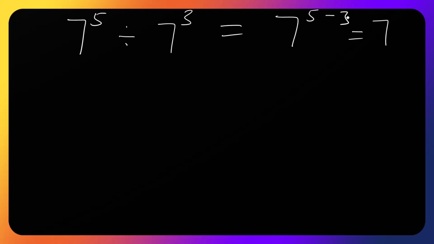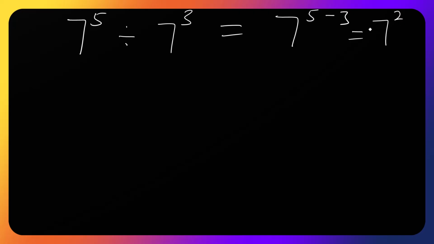You can have so many examples here. So 7 exponent 5 divided by 7 exponent 3 is simply 7 exponent 5 minus 3. So the final answer here will be 7, and 5 minus 3 is 2. So we can say 7 squared, which is simply 49.